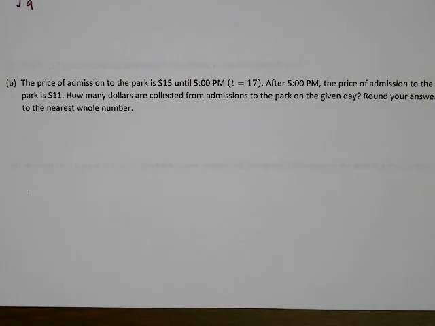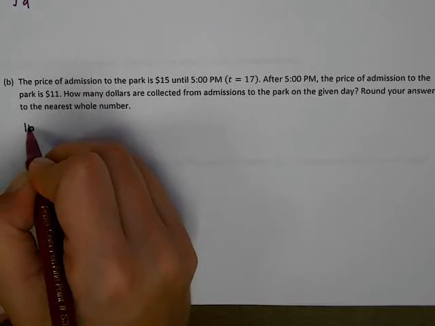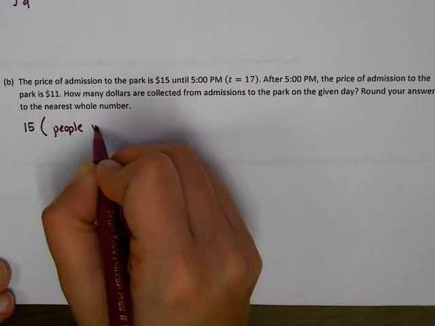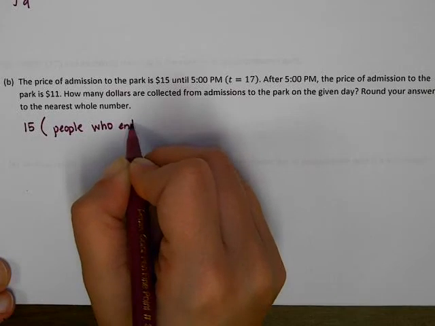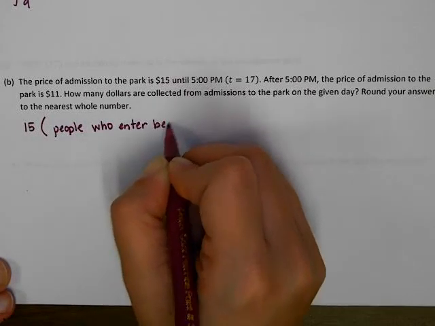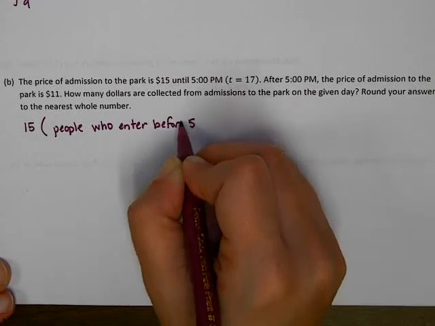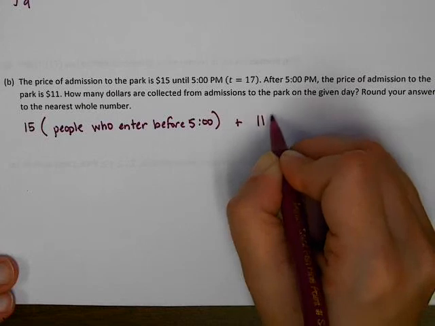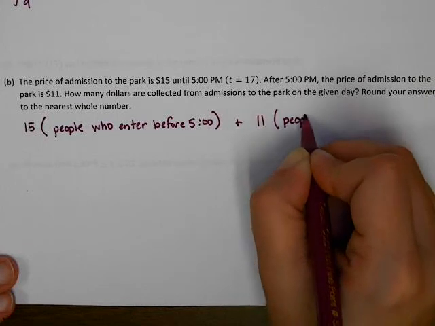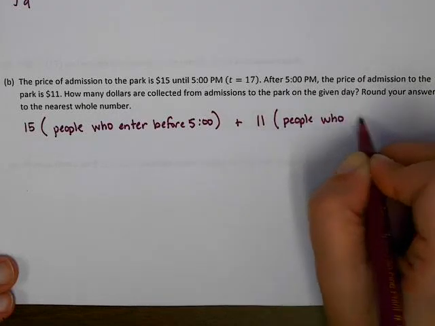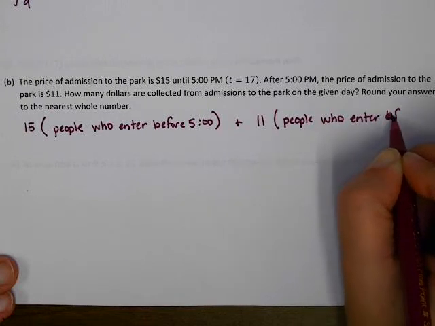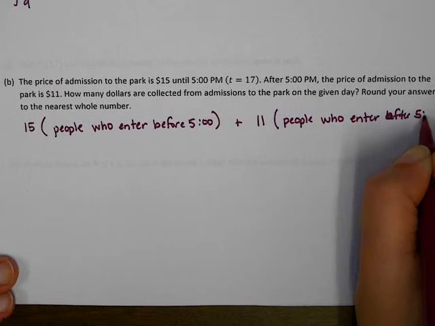So we're going to collect money for all the people who come in. We're going to collect $15 per person times the people who enter before 5 p.m. Plus we're going to charge $11 a person for each person who enters after 5 o'clock.